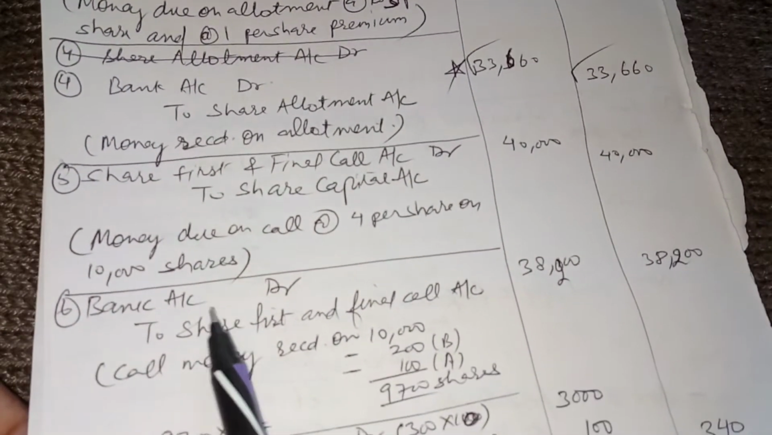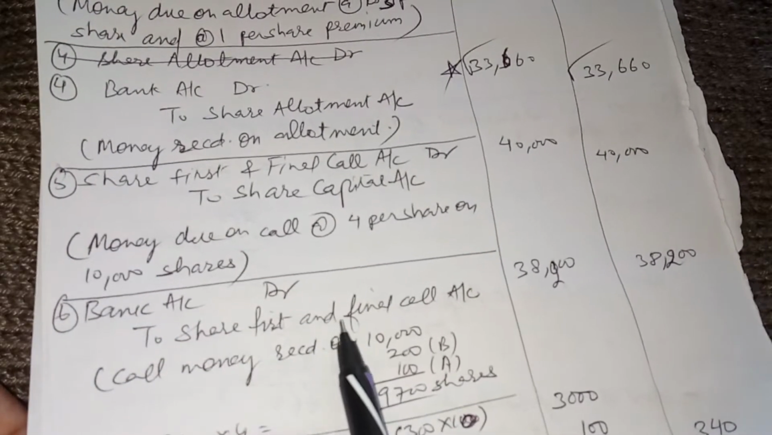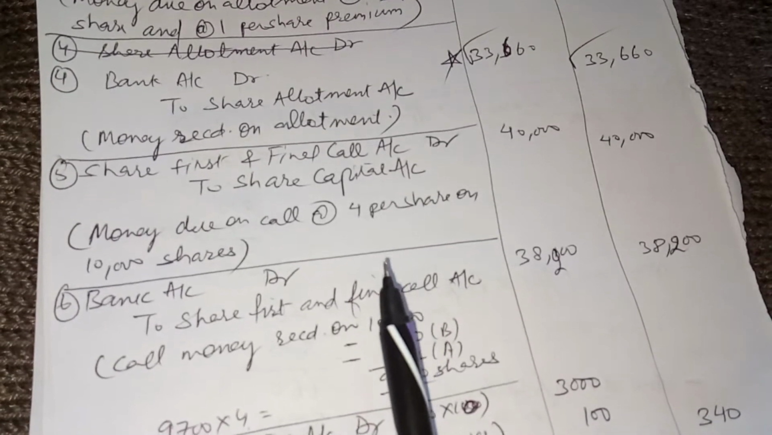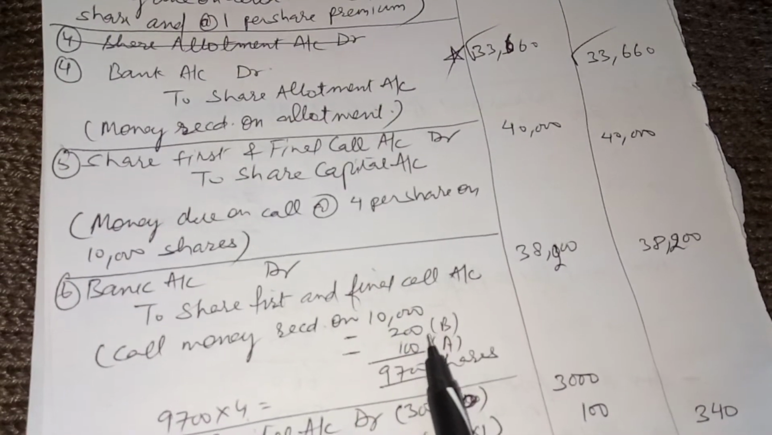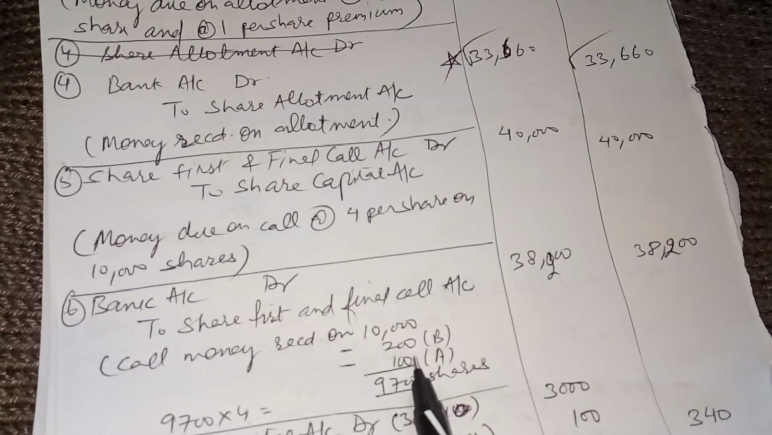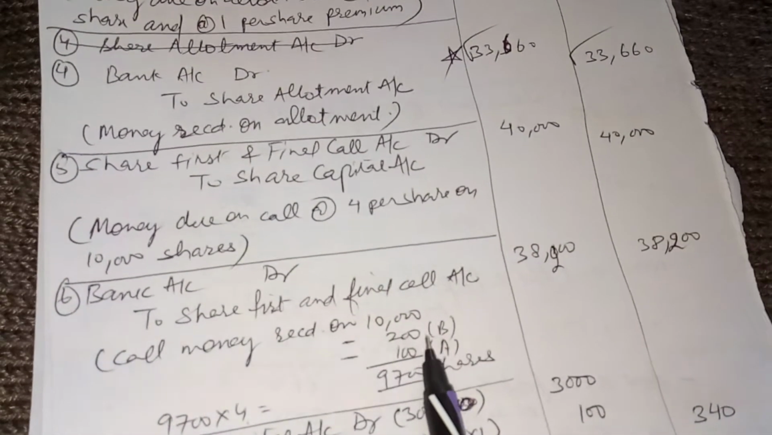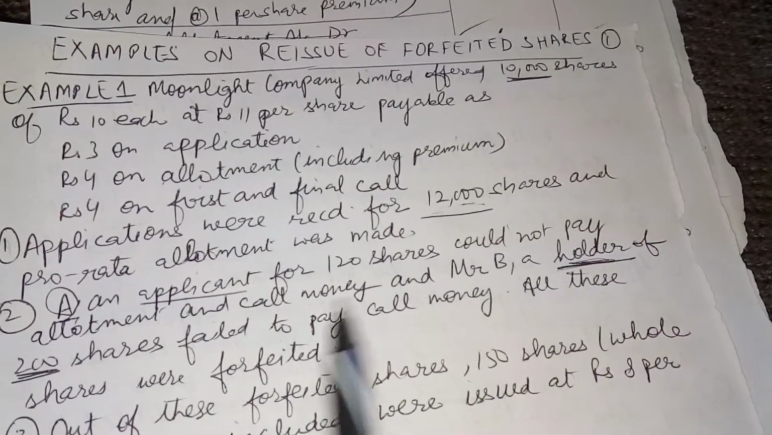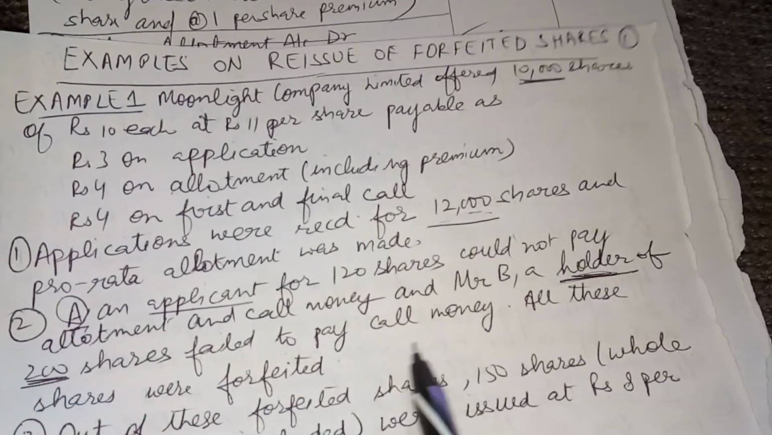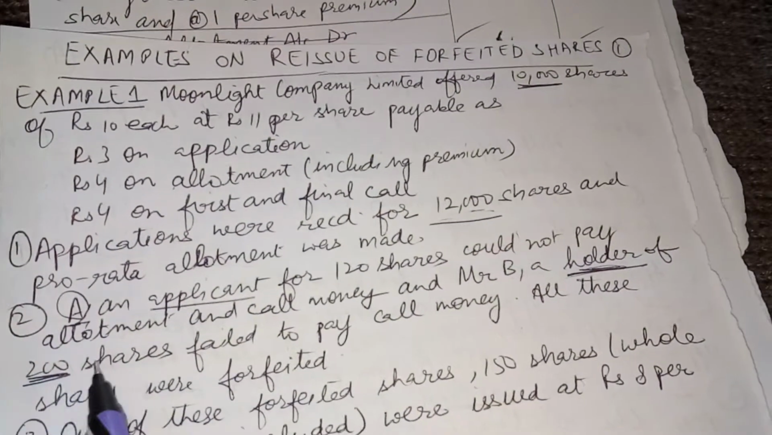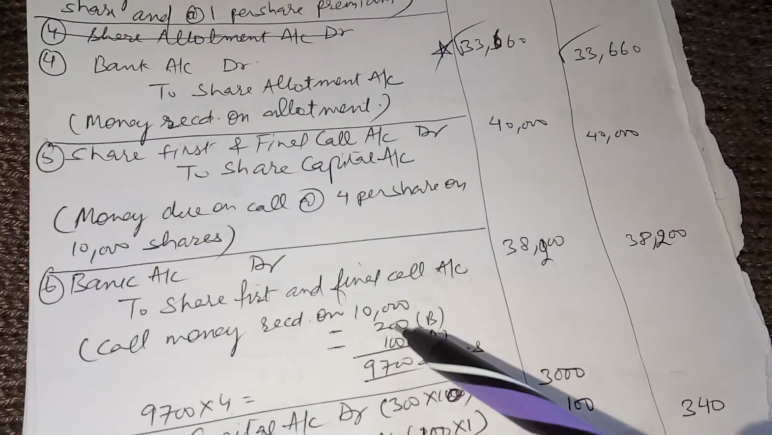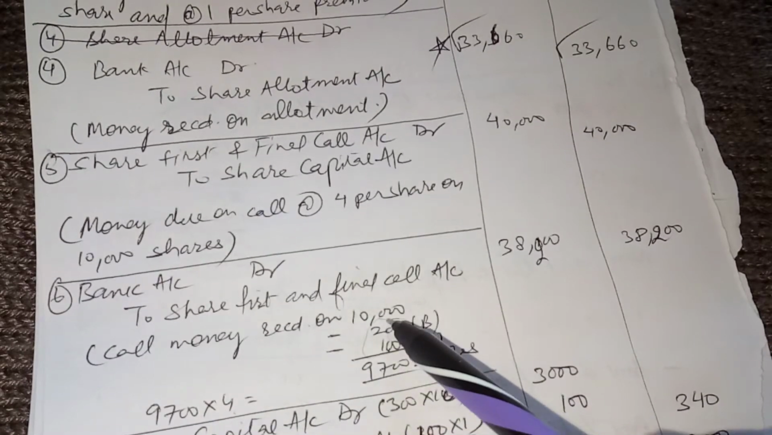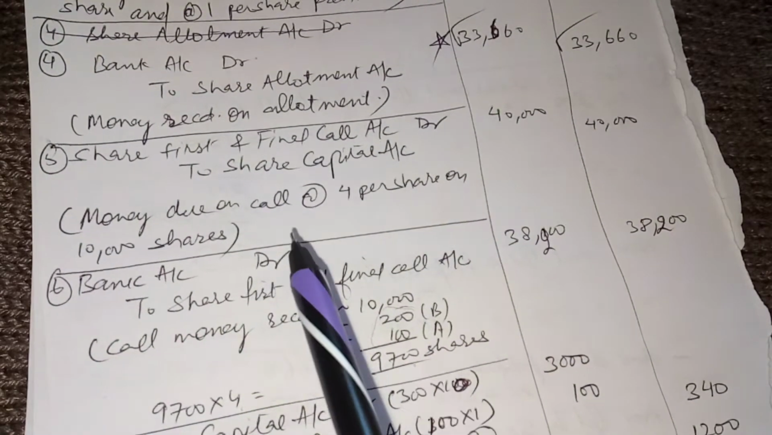Now money received was bank account debit to share first and final call account. Now out of 10,000 shares, the money was not paid for 100 shares by A, and again a defaulter was there. B, a holder of 200 shares, failed to pay the call money. So for 200 shares again the money was not received. So 200 shares plus 100 shares, out of 10,000 we subtract 300. For 9,700 shares we received the money.